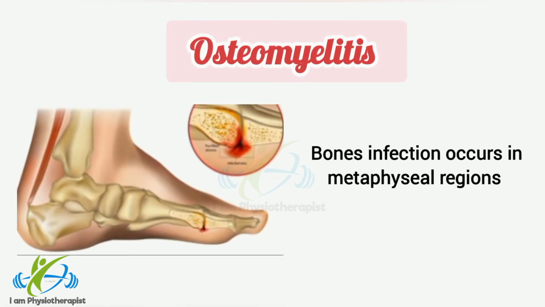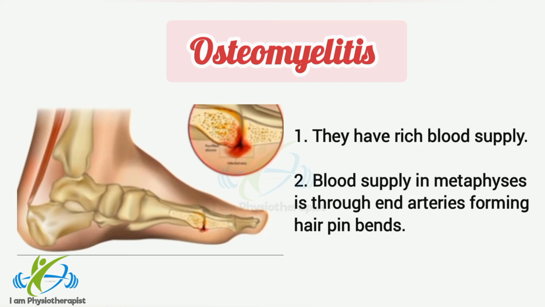Osteomyelitis. In typical long bones, infection occurs in the metaphyseal regions, firstly because they have rich blood supply, and secondly because the blood supply in the metaphyses is through end arteries, forming hairpin bends. Therefore the bacteria and emboli are easily trapped in these hairpin bends, leading to the necrosis of the bone.